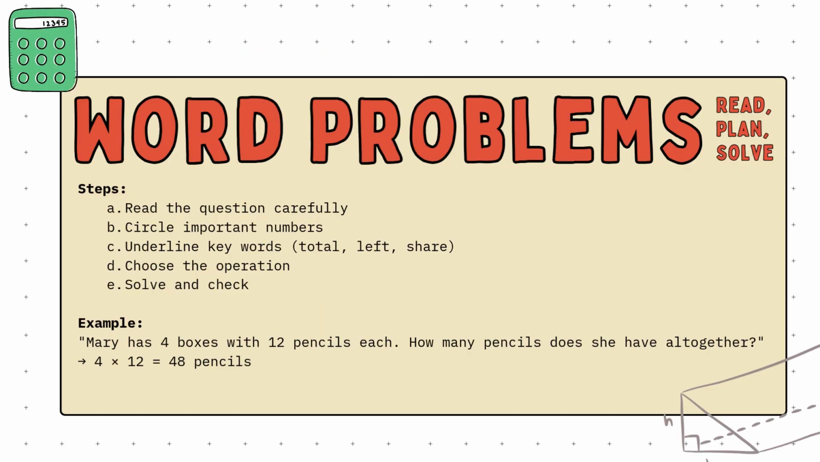Word problems. Word problems are just math in story form. Take it slowly, read twice if needed, and underline the numbers and action words like altogether, share, left, and so forth. Use your keywords to know exactly what to do. Decide: is this addition, subtraction, multiplication, or division? Then show your steps and check your answer to see if it makes sense.